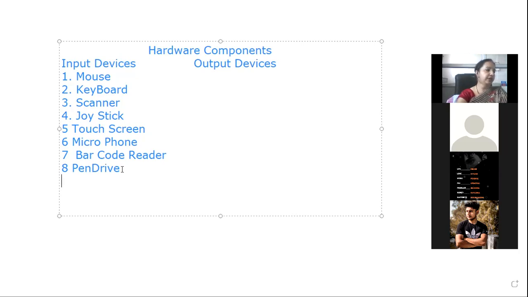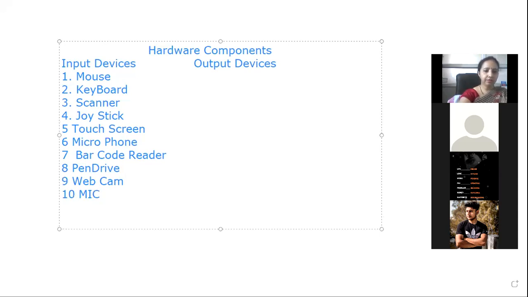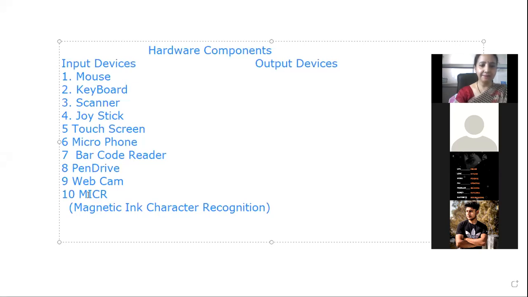Generally there are 14, 15: scanner, microphone, web camera, barcode reader, webcam is also there. Then there is MICR. Anyone knows about this? Its full form generally comes. This 10th one is MICR. Generally it comes like, write the full form of MICR. And what is MICR? That is magnetic ink character recognition.